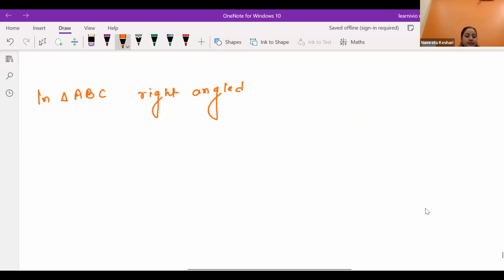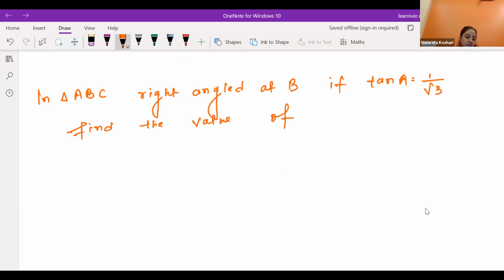Here the question says that in triangle ABC right angled at B, if tan A is 1 by root 3, find the value of sin A cos C plus cos A sin C. Let's do it.